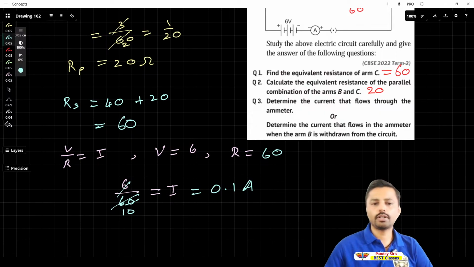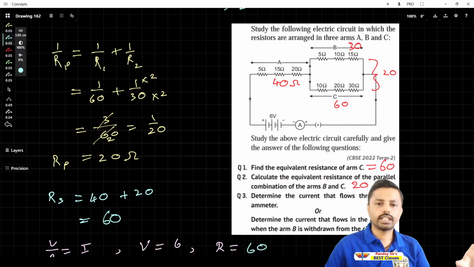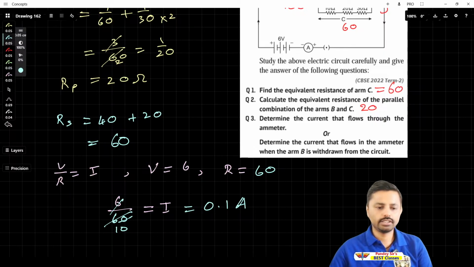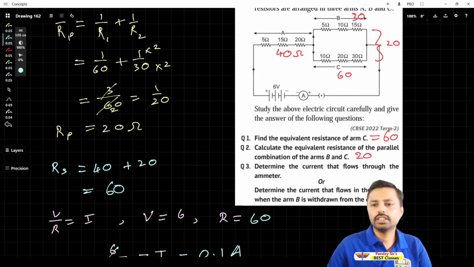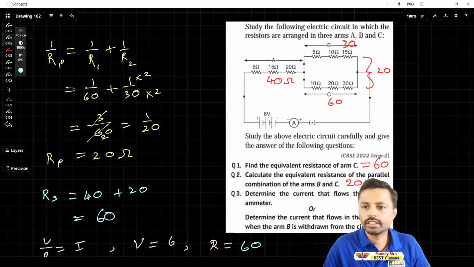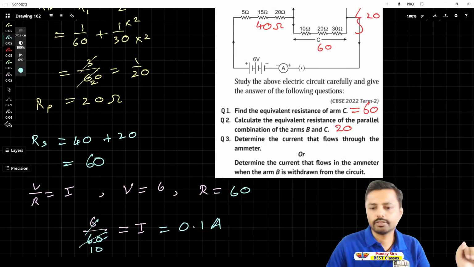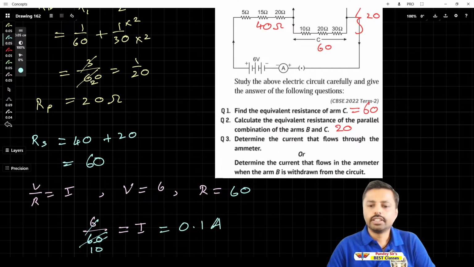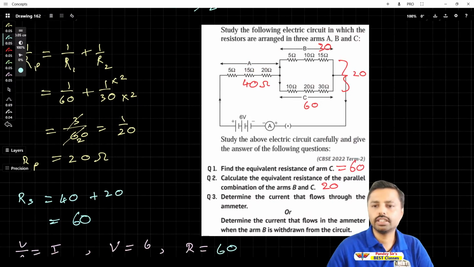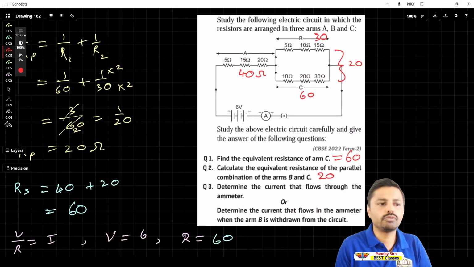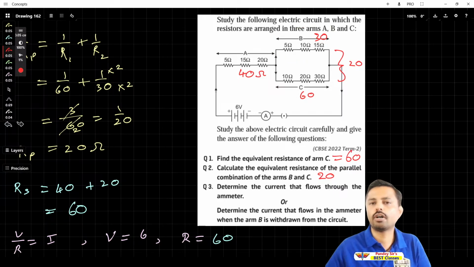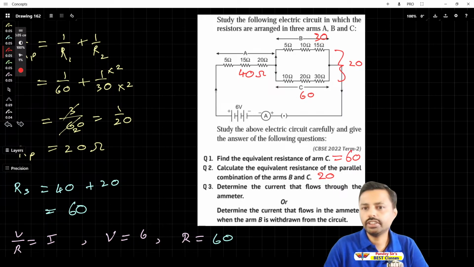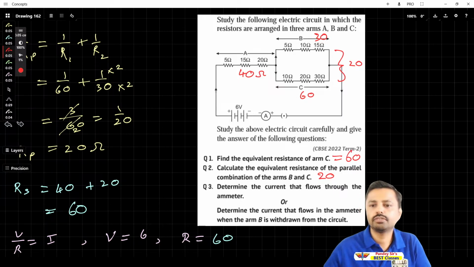Okay, so this is how to do it. And in the exam, if you get something that seems wrong or right, you can take a look at the diagram and you will have a better idea. Determine the current that flows in the ammeter when the arm B is withdrawn. So when this one is removed, how much will be the current? Can you do it? Try once. It's very simple actually.